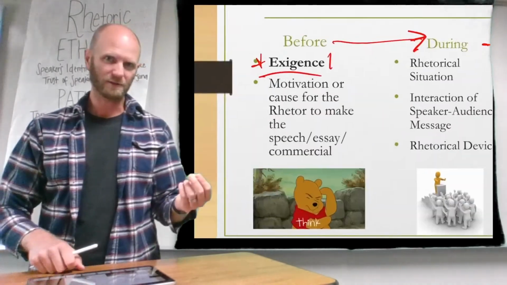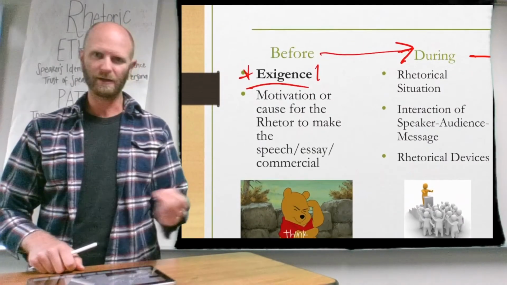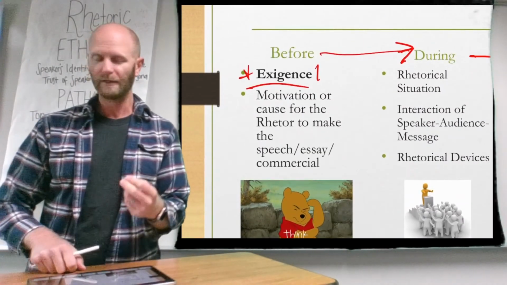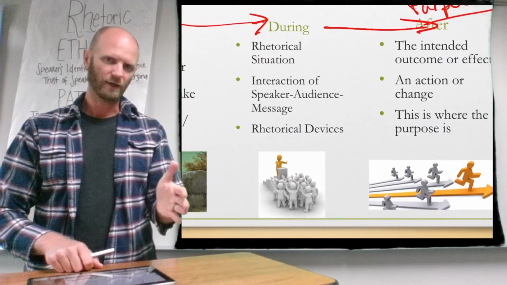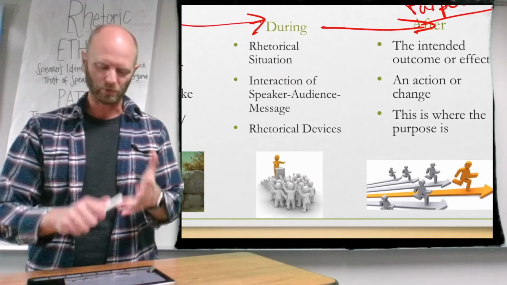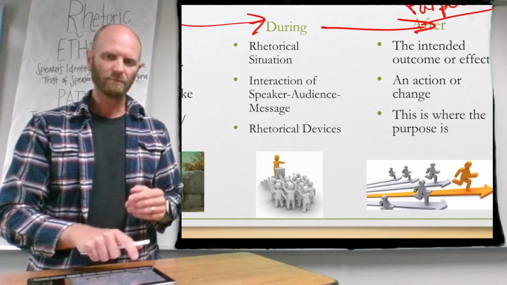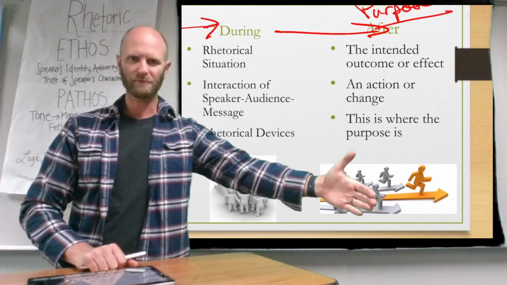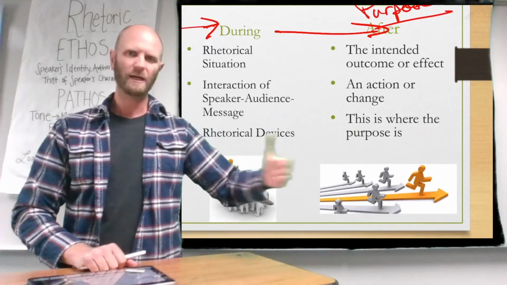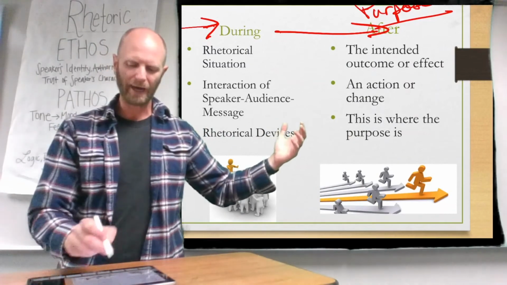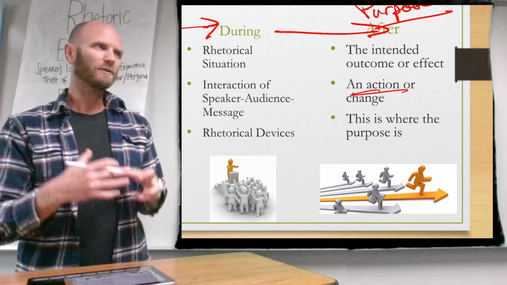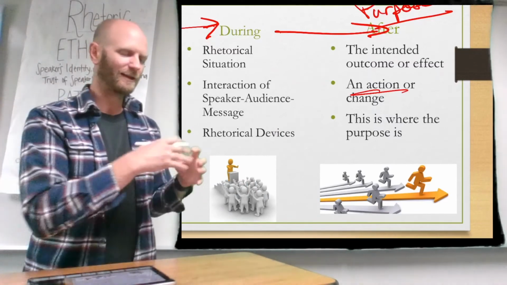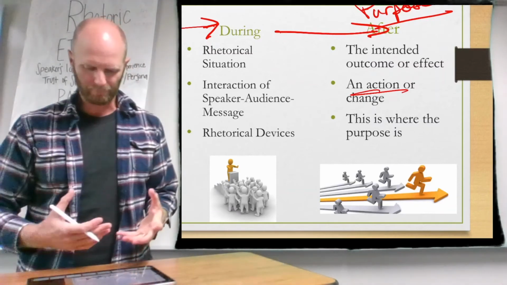What caused the person to speak and create whatever it is you're analyzing? What was the exigence? What happened in the passage? Okay, what are the rhetorical devices or rhetorical strategies? And then what is the outcome, what happens after? Okay, what is the ultimate purpose? It could be some sort of action on behalf of the audience or some kind of change that they want to happen in the world, how they want to change things that are going on around them. Okay.